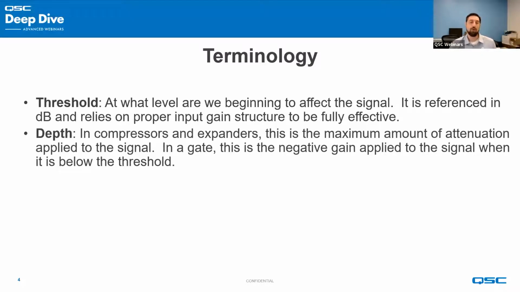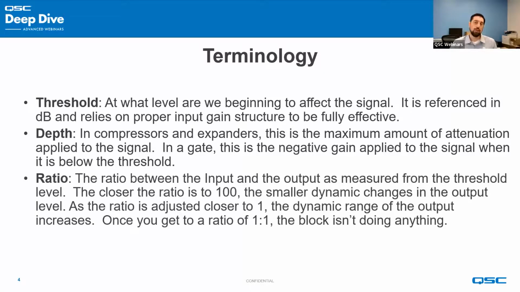When we're in compressors and expanders, this is going to be the maximum amount of attenuation that's able to be applied to the signal. When we're dealing with gates, this is going to be negative gain that's applied to the signal when it's below the threshold. And again, we're just talking through these. I'll show you exactly what these mean when we actually get into the system.